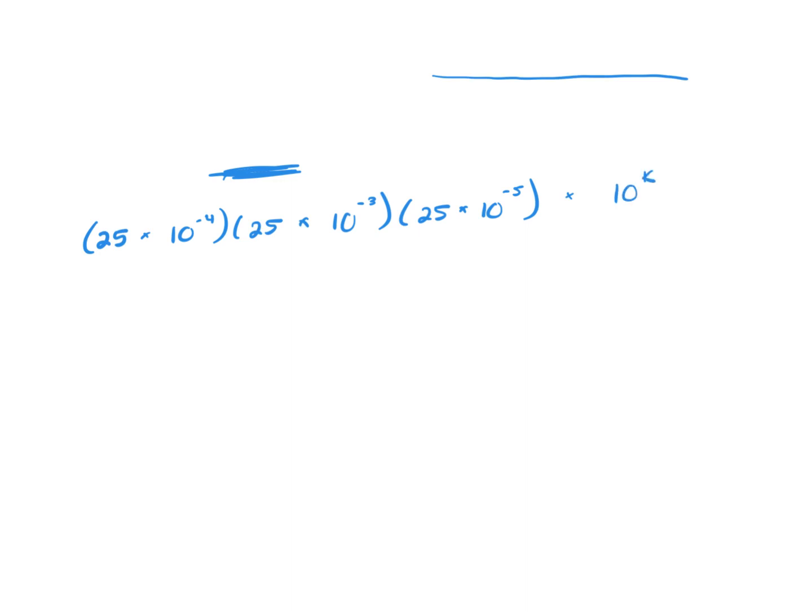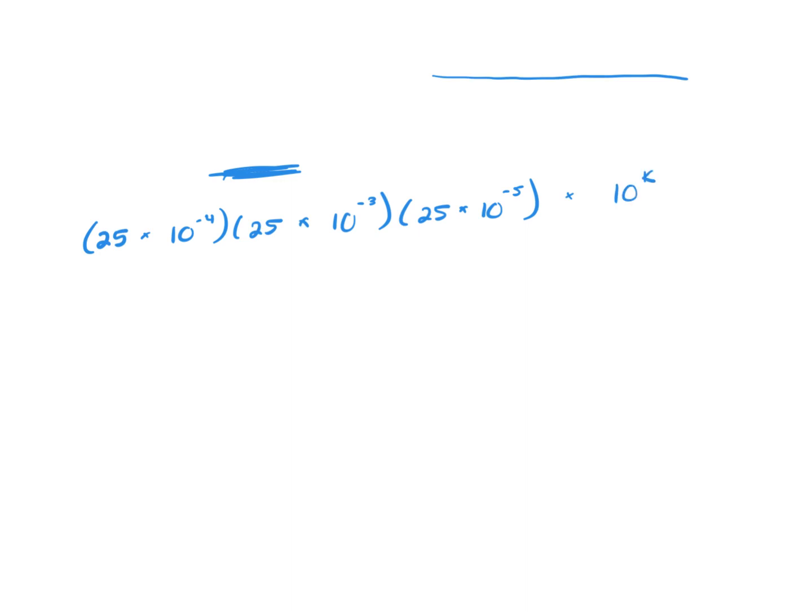First thing I want to do, let's write this in scientific notation because we're dealing with a little bitty number. The first one would be 25 times 10 to the negative 4. The next one would be 25 times 10 to the negative 3. And the last one would be 25 times 10 to the negative 5. And that's times 10 to the k.